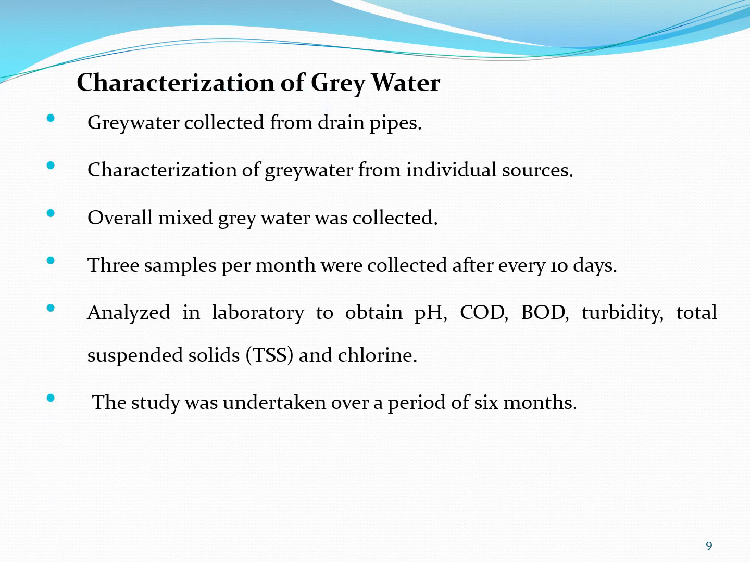In this study, first we have characterized the grey water. We have collected the grey water from drain pipes, from individual sources, and overall mixed grey water is also collected. Three samples per month were collected after every 10 days, and analyzed in the lab for pH, COD, BOD, turbidity, TSS, and chlorine. The study was undertaken over a period of 6 months.